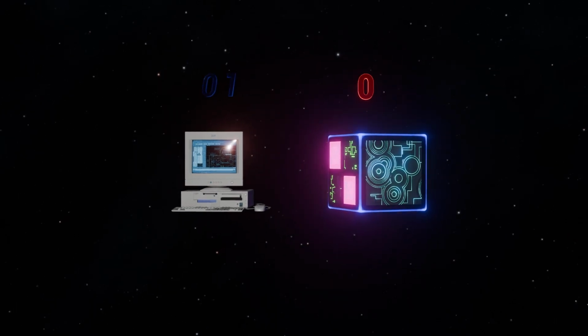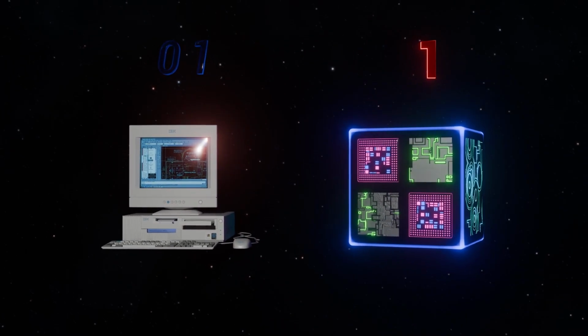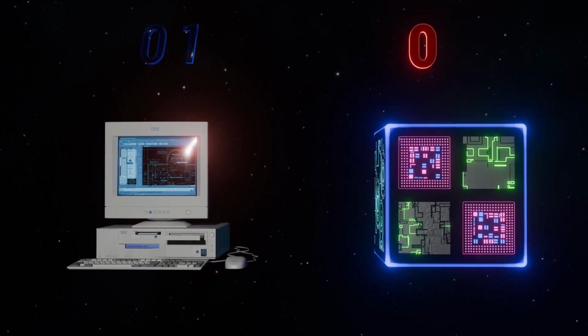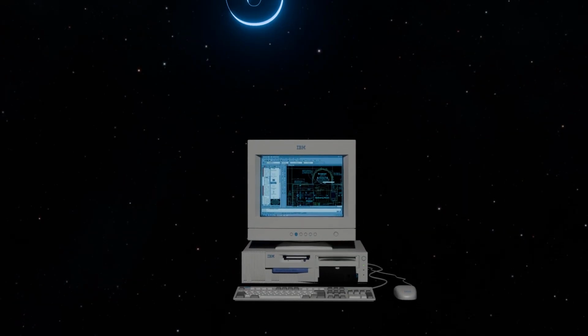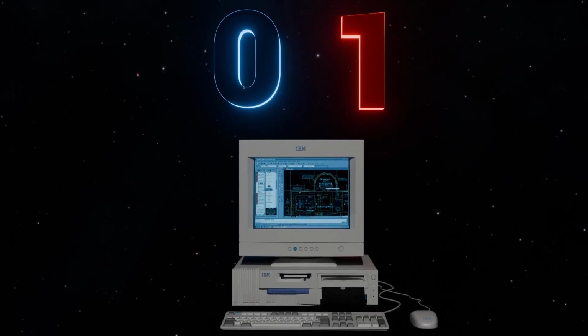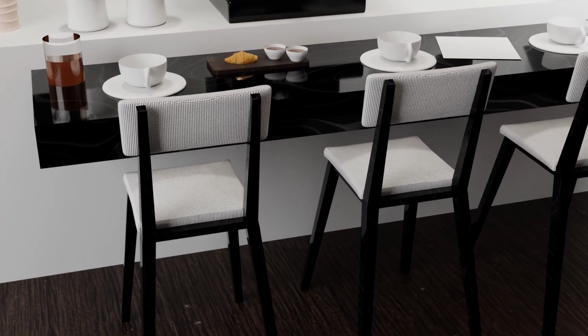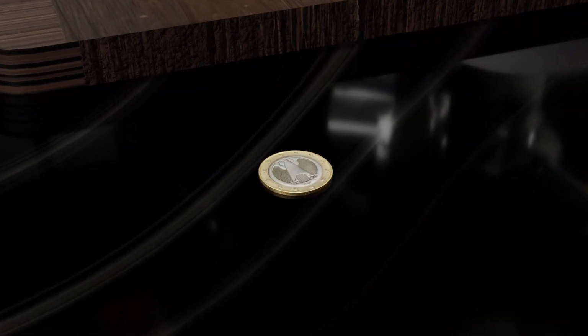We need to start by explaining how the basic containers for information in a classical computer differ from those in a quantum computer. The smallest piece of data you can store in a regular computer is always either a 0 or a 1. This is called a bit. Think of it like a coin lying flat on a table.